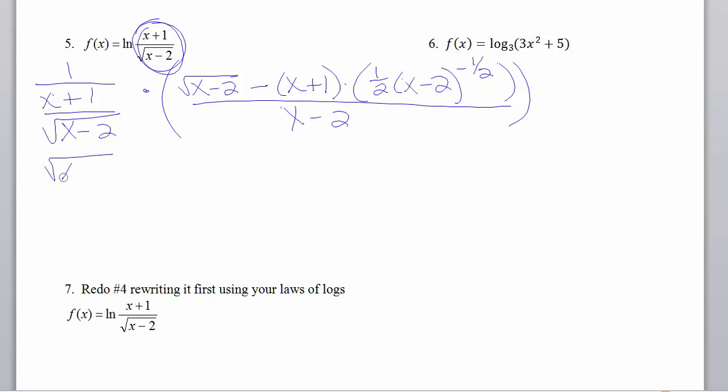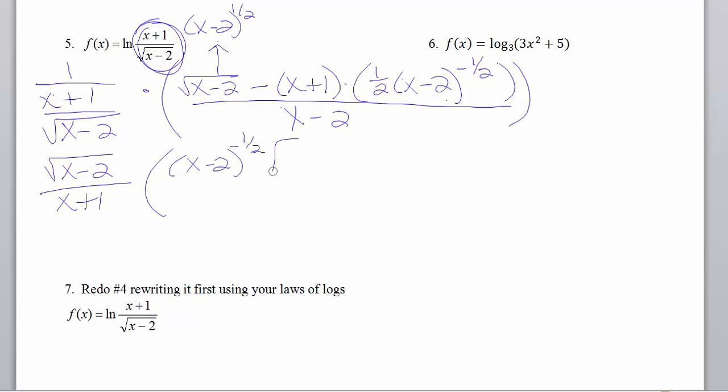Using my logs, I can flip this fraction, so it's really just the problem x minus 2 over x plus 1, and I'd then differentiate. Now find the derivative of this. So the derivative of this term is 1/2 times x minus 2 to the negative 1/2, and I have x minus 2 to the minus 1/2. So I'm going to factor out 1/2 times x minus 2 to the negative 1/2, the smaller exponent.